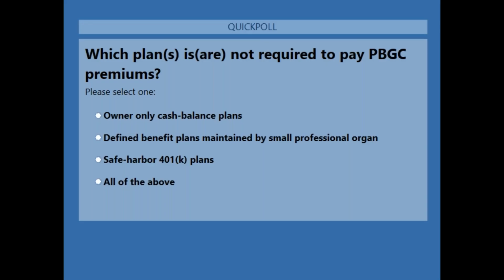Now let's talk about what a cash... Oh, we have our first poll question. It's ERISA Jeopardy. Let's give them a few seconds to respond and see how we turn out, Bill. Which plans is or are not required to pay PBGC premiums? Owner-only cash balance plans, defined benefit plans maintained by a small organization, a safe harbor 401k plan, or all of the above?